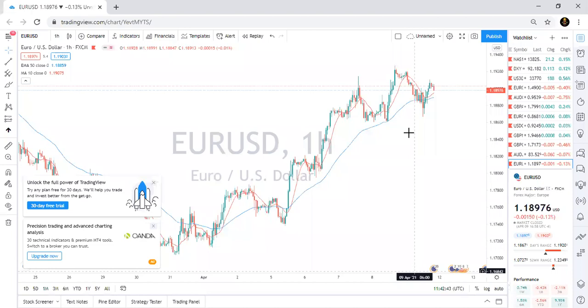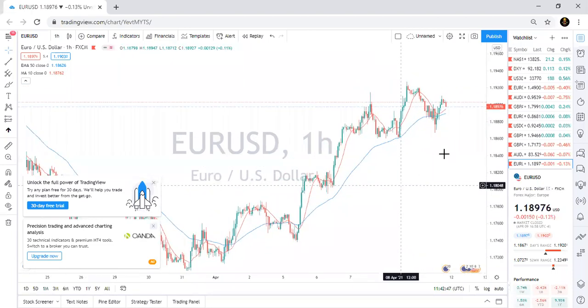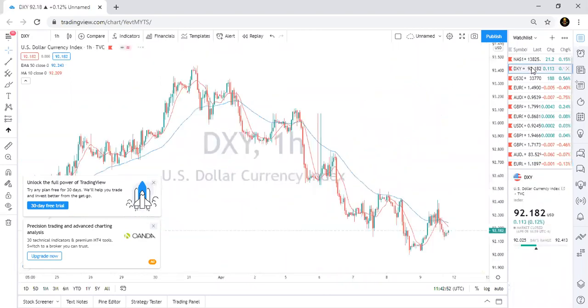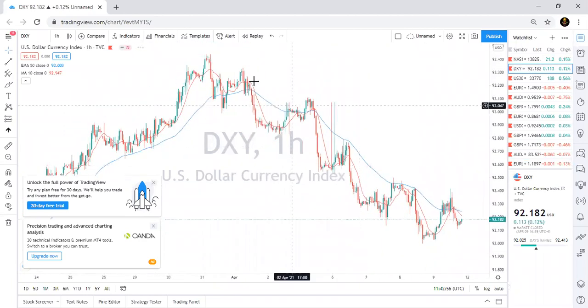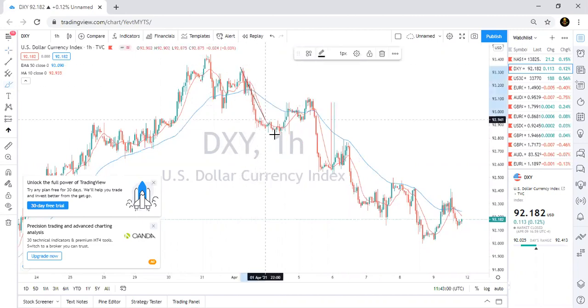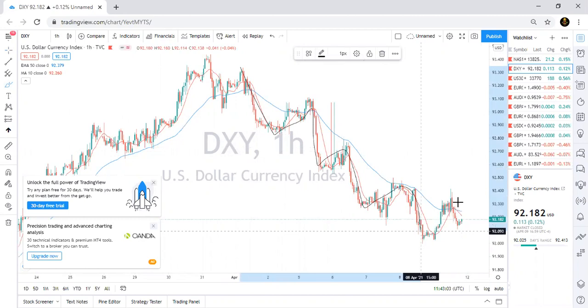Okay, now let's go to the Euro USD. First, I would like to check DXY. I see that DXY is going down, down, down. Just going down. Impulse, correction. It might do the same thing and go down.